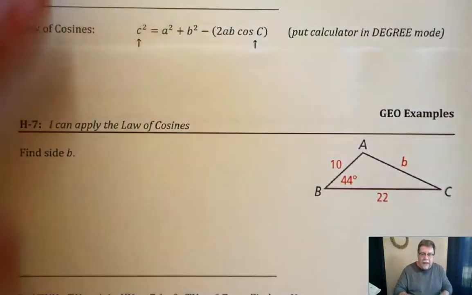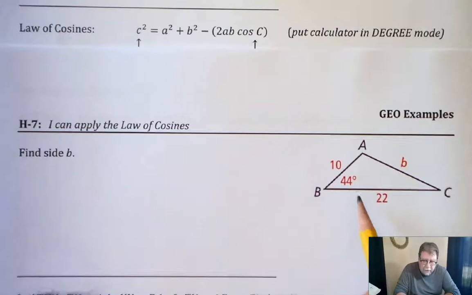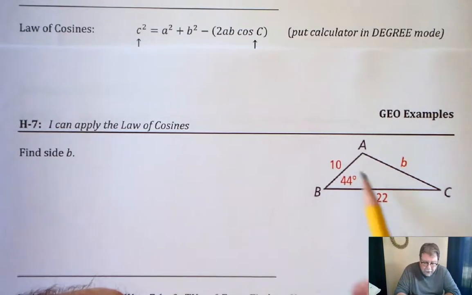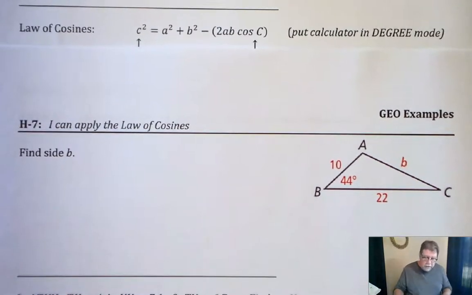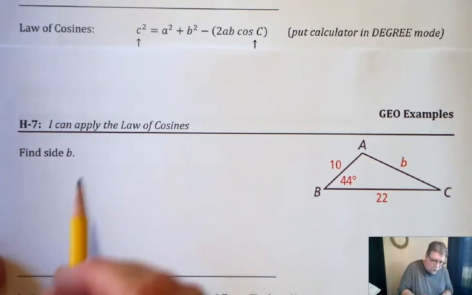I want to find side B. So to find side B, first of all, can I use the law of sines? No, I can't. Why? Because remember, to use the law of sines, I needed an angle and its opposite side. I don't have that here. I have this situation. So instead, what I want to do is use the law of cosines.